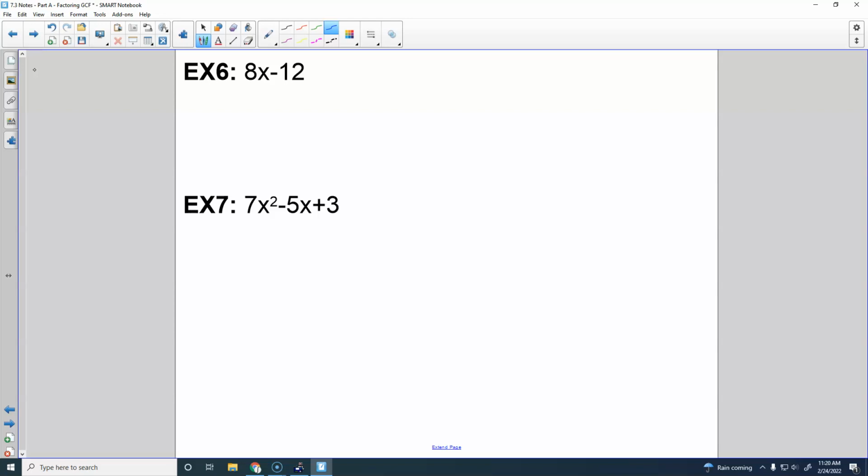For 6, Alyssa, what number could I divide both of those by? 4. Can I take any x's? No, because that 12 does not have an x with it, so I cannot take out an x. So I have 4, and then 8x divided by 4 will give me 2x. 12 divided by 4 will give me 3.